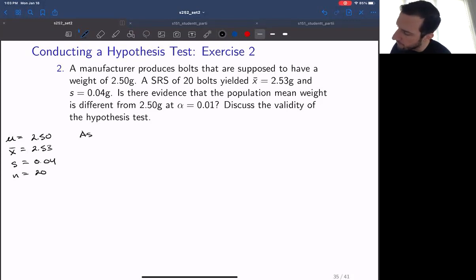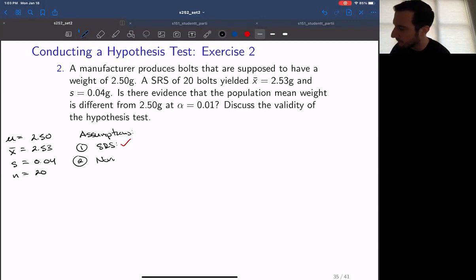Okay, so the first thing, we'll just do a quick assumption check here. So we have 1 and we have 2. The first assumption is SRS, which is fine. We can see from the description that this is okay. And in terms of normality, it's not clear. We don't have any information that would suggest that bolt weight is normally distributed. And our sample size is only 20, which means that the central limit theorem is not going to apply. In this exercise, we actually have, after the test, a discussion of the validity. So we'll come back to talk about this normality assumption in a bit. When we conclude the test, we'll make a note about normality, and we will then discuss one of the ways in which we could try and verify this.